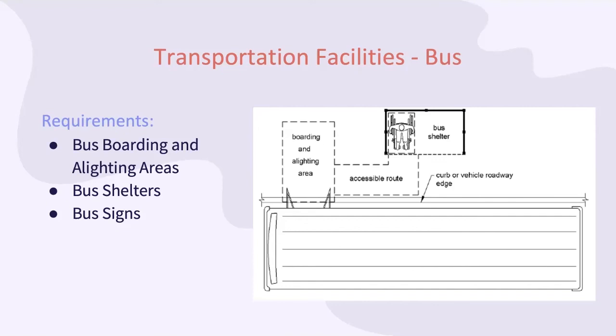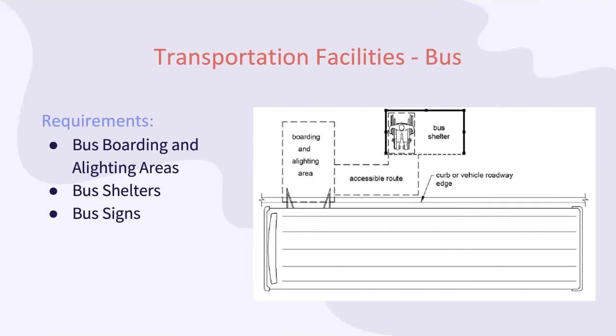These areas must be at least 96 inches long and 60 inches wide. There are also different requirements for slopes, whether they're parallel or perpendicular to the roadway, but generally slopes still can't be steeper than 2% incline or decline. Bus shelters must comply with the ground space requirements that we've discussed, and they also must be connected by an accessible route to the boarding and alighting area.